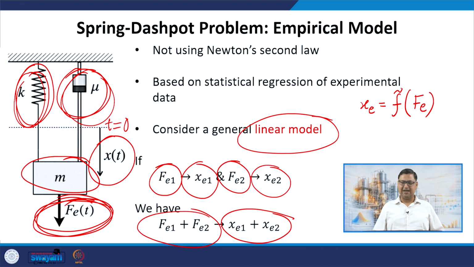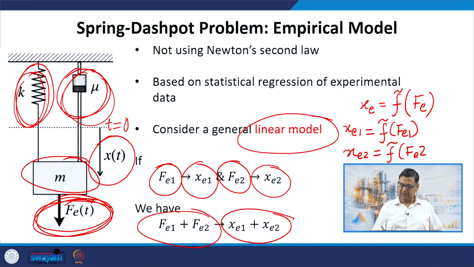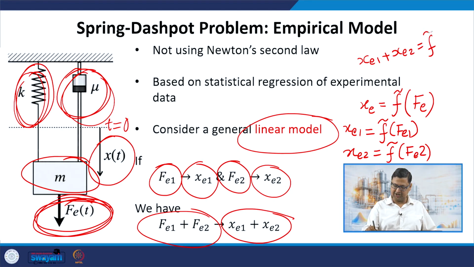And by linearity, what I mean is that if I know that xc1 is that function of fe1 and xc2 is that function of fe2, then in that case, if I sum up fe1 and fe2, I am going to have something like xc1 plus xc2 as the same function of fe1 plus fe2. That is the idea of linearity. It doesn't always work. In that case, we will make non-linear models, but in this particular case, it will work, and in many other cases, this model does really work pretty well.